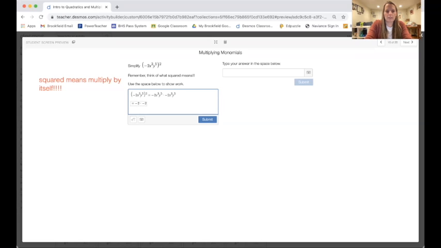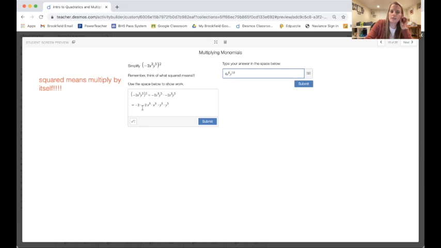-2 times -2, x to the 3rd times x to the 3rd, and then times y to the 5th times y to the 5th. So multiply, you get 4x to the 6th, y to the 10th. Because -2 times -2 is 4. 3 plus 3 is 6, and 5 plus 5, 10. Right, add those exponents because we're multiplying like bases.